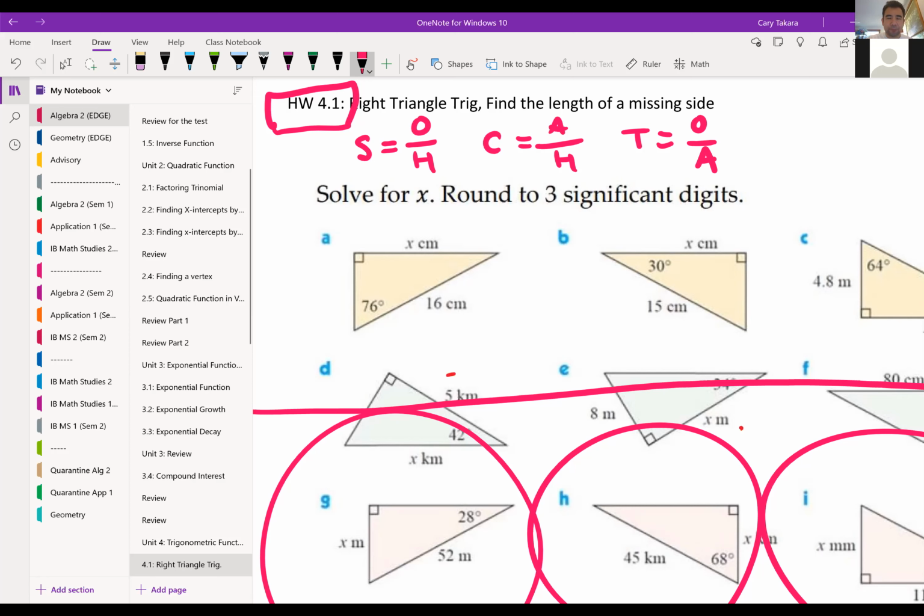So let's begin the first problem. The first step is to label, right? The focus angle is right here, 76. So this is opposite. Hypotenuse is across from 90 degrees, so that's hypotenuse. This is adjacent, and there's nothing on adjacent, so I'm just going to cross that off. Which one uses an opposite and a hypotenuse? It's a sine problem, isn't it? You guys follow me? Yeah.